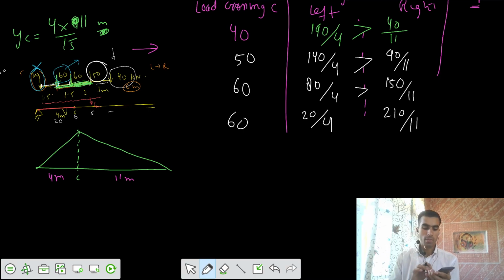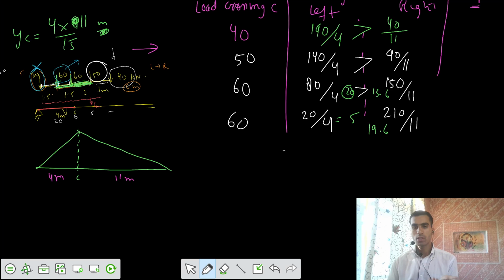What is the value of 80 by 4? Can you calculate? 80 by 4 is 20. And from the other side, 150 by 11, what was this value? This was 13.6. So for this case, 20 by 4 is equal to 5. And 210 by 11 is equal to 19.